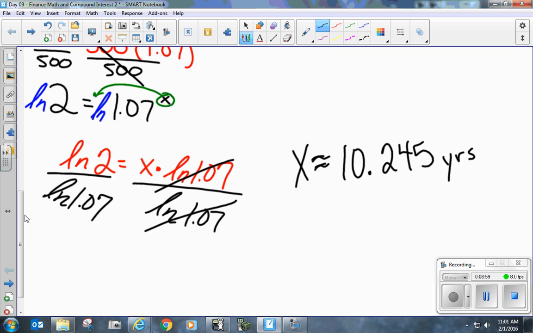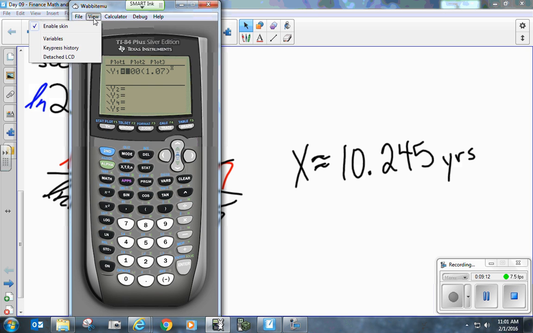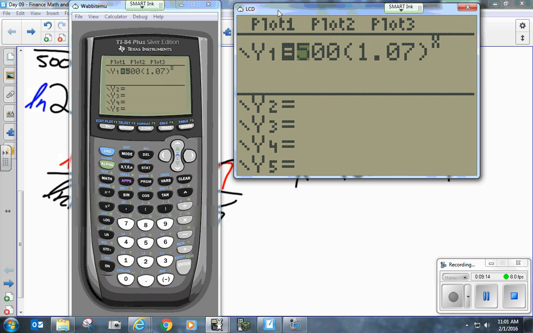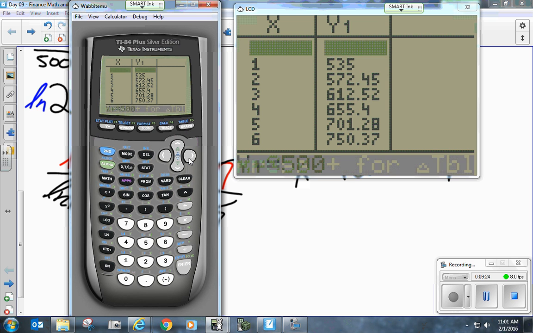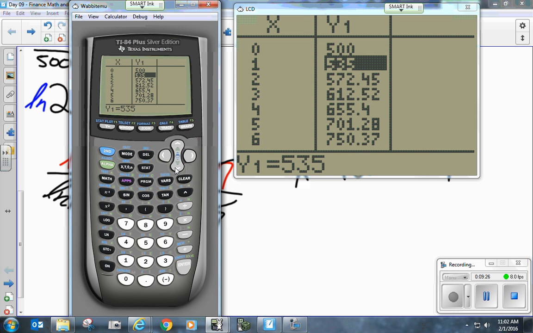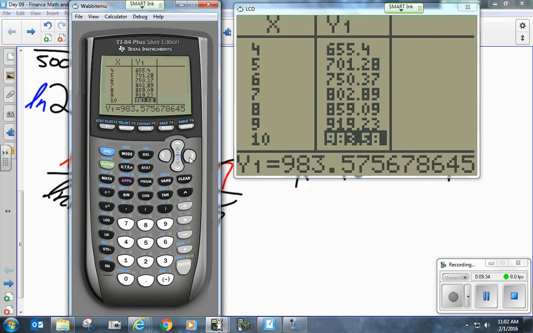We can check that in the calculator, can't we? For all you out there who did stat edit, we should put our equation in our y1. That's where it is. Now, if I were to look at my table, let me go to table set here. Let's start at 0 and go by 1s. Look at my table. Well, isn't that what it started with? 500. The second one was 535. Absolutely. So if we go all the way down to 10, let's see if we're right with that first. Yeah, right there. 983.58. Perfect.